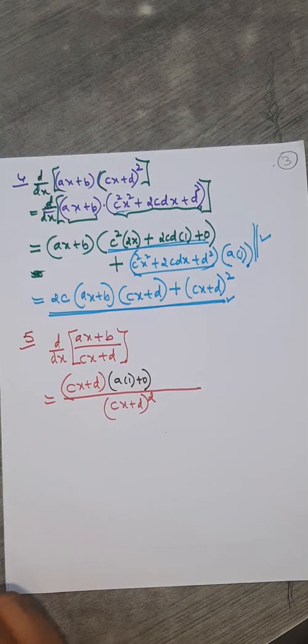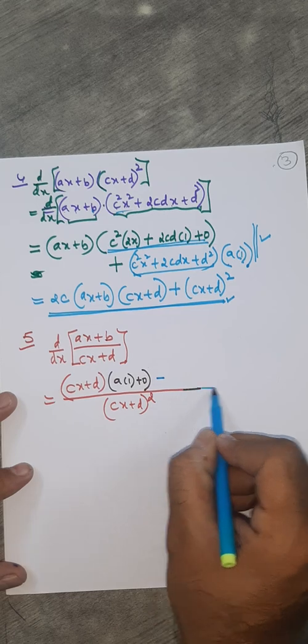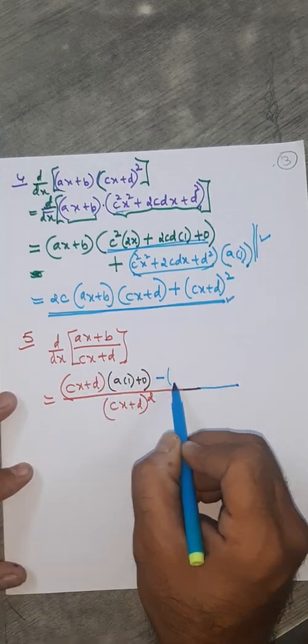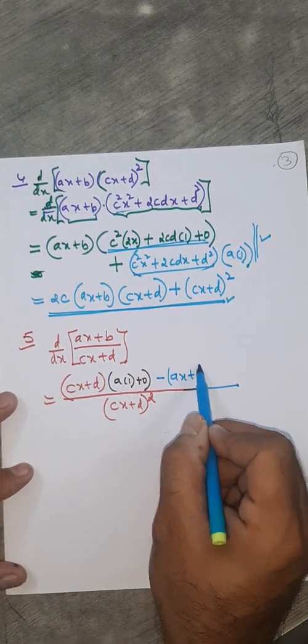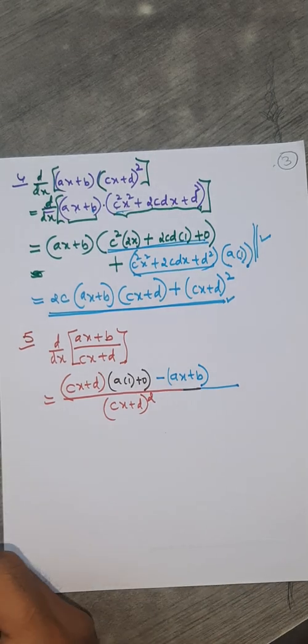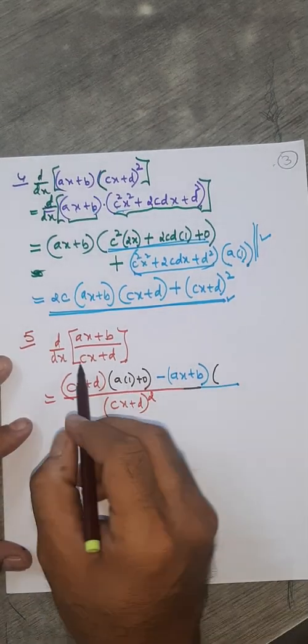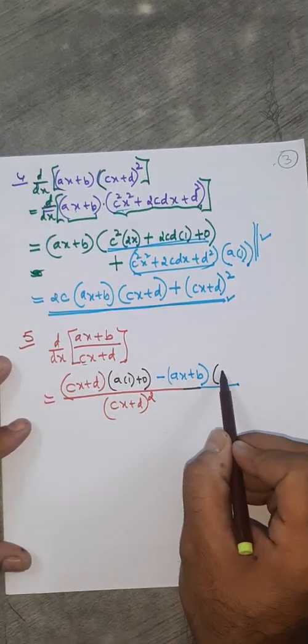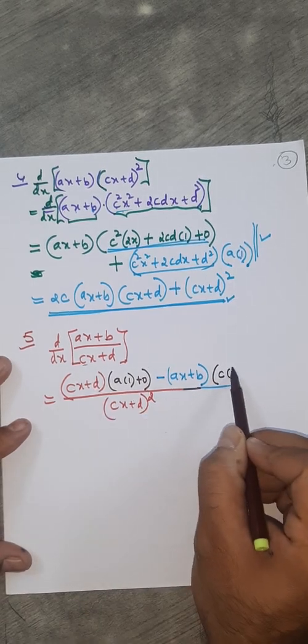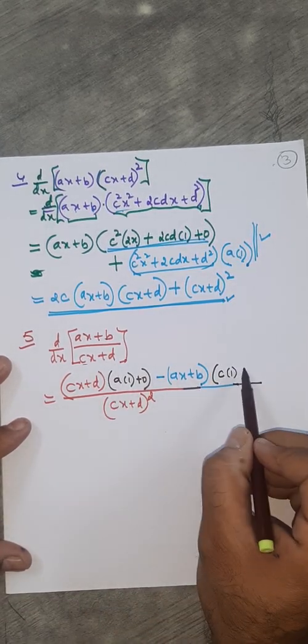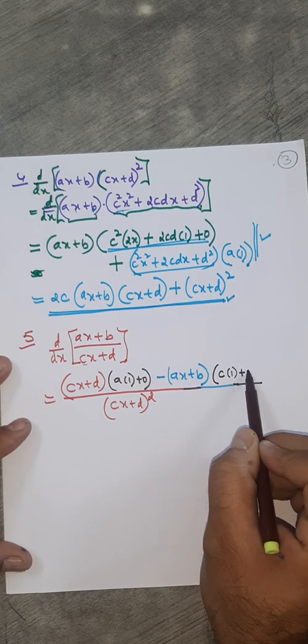Derivative of b being constant alone, 0. Minus, here, minus. Now which bracket as it is? Here ax plus b as it is. And differentiation of that bracket. Which bracket? This one. c being constant as it is, derivative of x with respect to x is 1, d constant alone, derivative is 0.